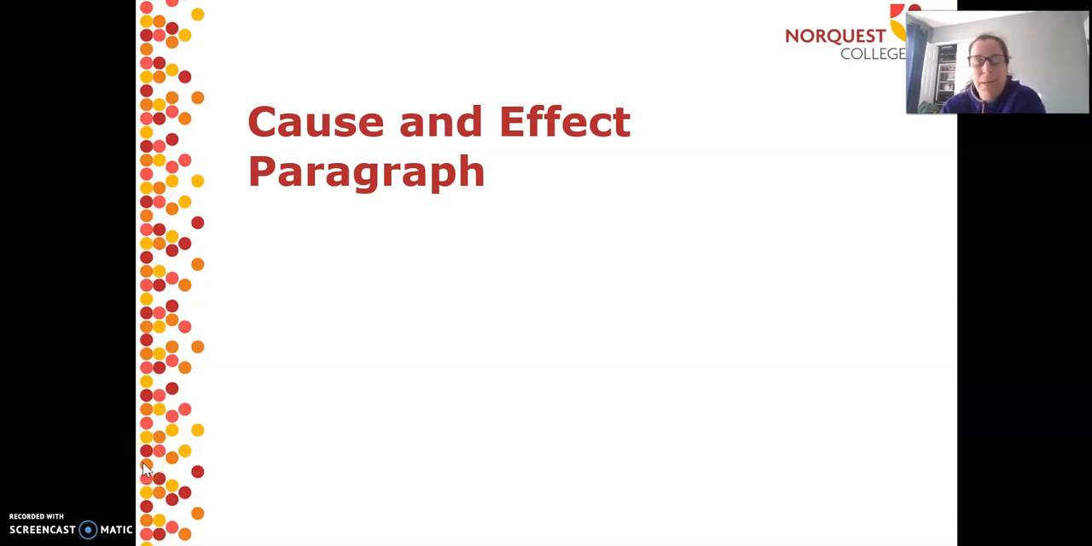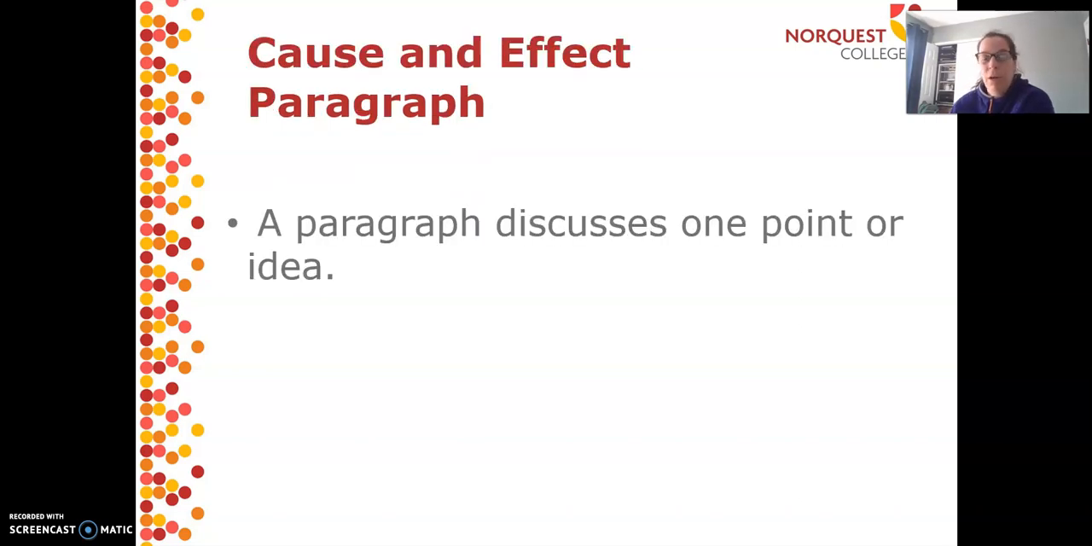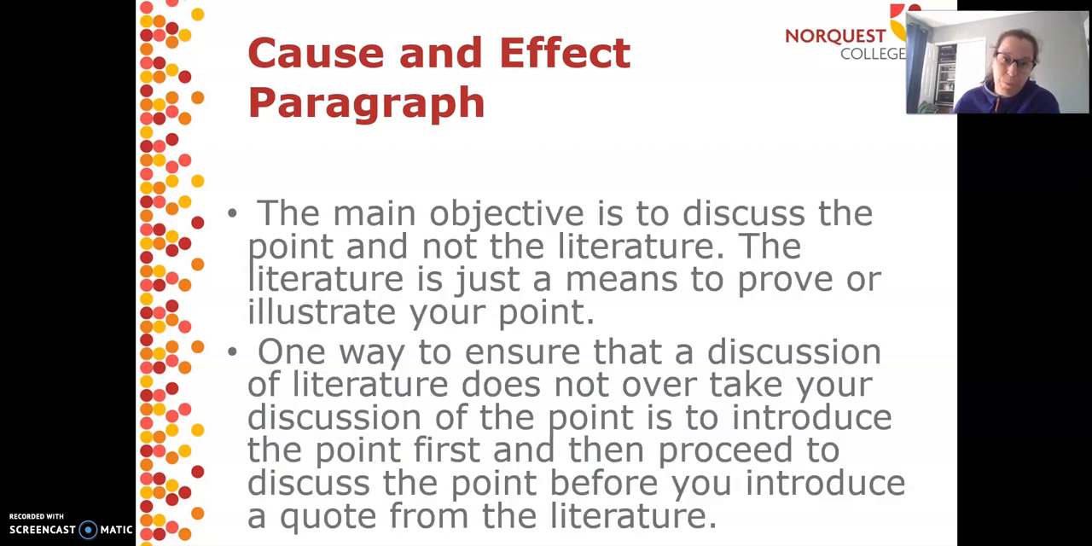Hello, you are about to start major assignment number 1, which is a cause and effect paragraph. So what does that mean? Well, first of all, it means you're writing a paragraph. And so a paragraph discusses only one point or main idea. So you'll have gone over what a main idea is, what supporting details are, what a topic is previously in this unit. A good paragraph is about 8 to 12 sentences. So that's just something to keep in mind and will make sense when we start looking at the structure.